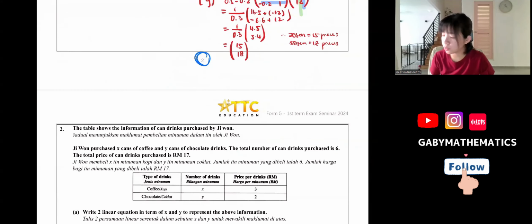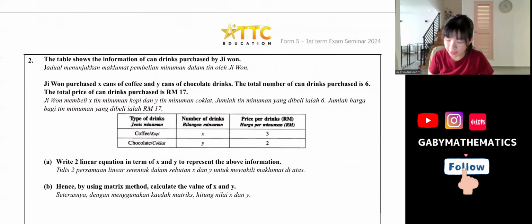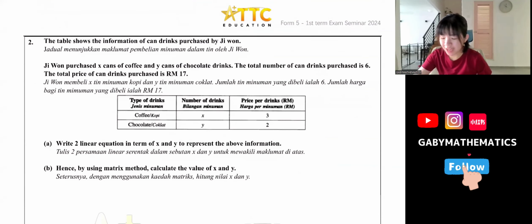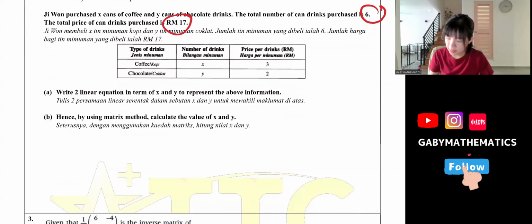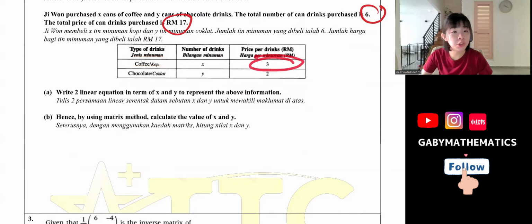Okay, we are doing matrix to warm up our class, yeah? Okay, number 2. The table shows information of canned drinks purchased by G1. G1 purchased X cans of coffee and Y cans of chocolate drinks. The total number of canned drinks purchased is 6, and the total price of canned drinks purchased is 17 ringgit. Okay, look at the table. They say coffee per drink is 3 ringgit. Chocolate per drink is 2 ringgit.